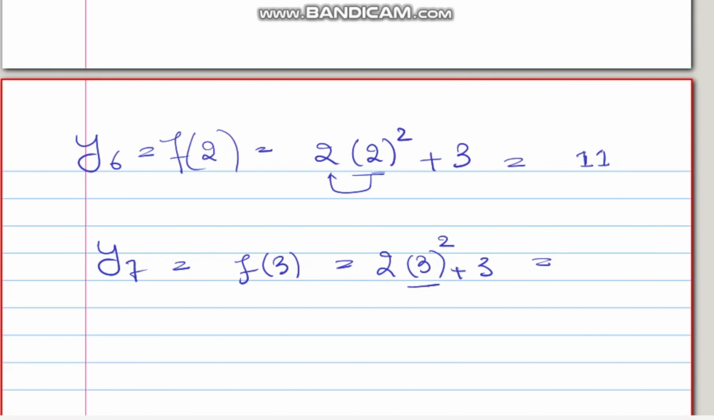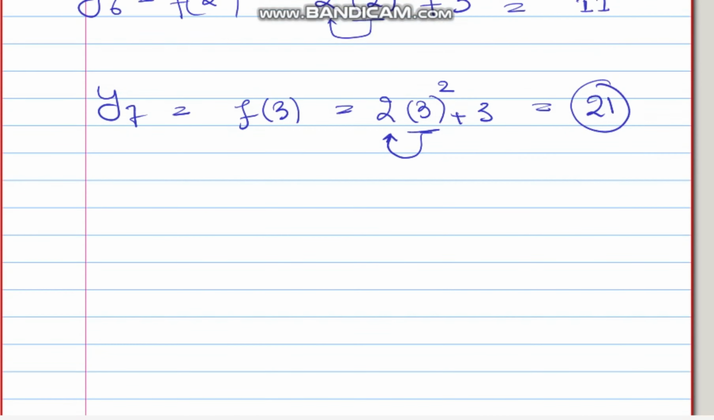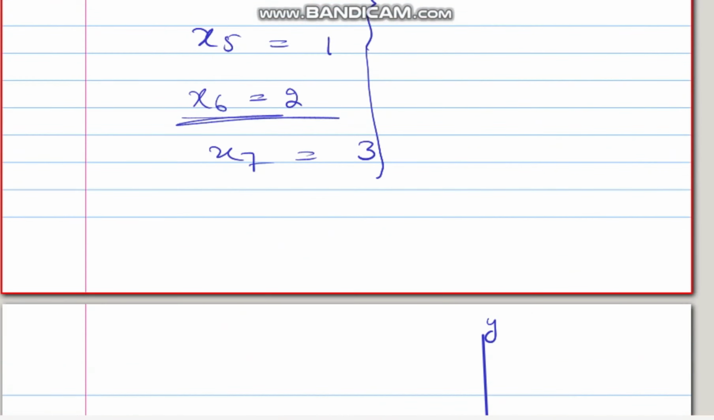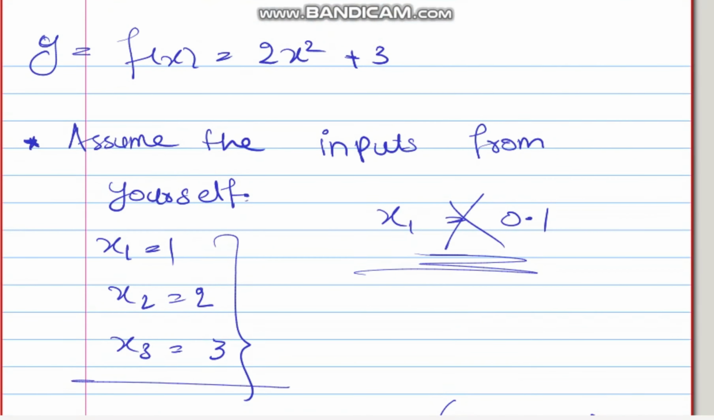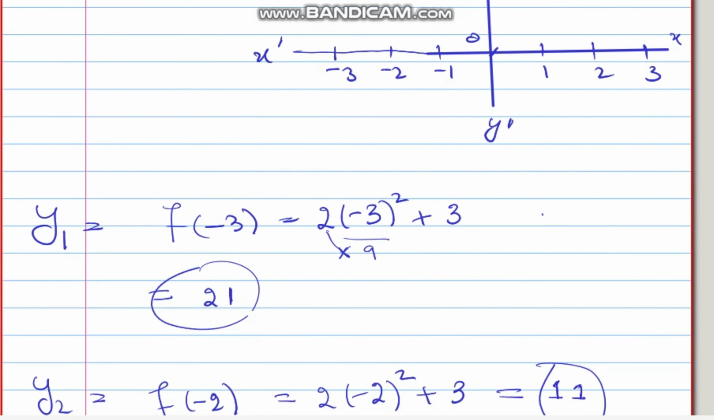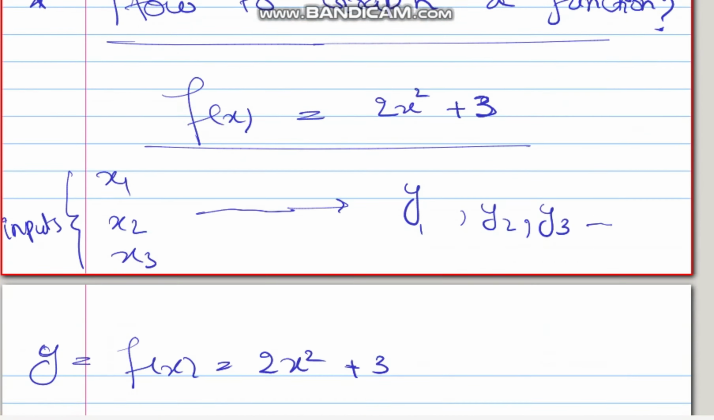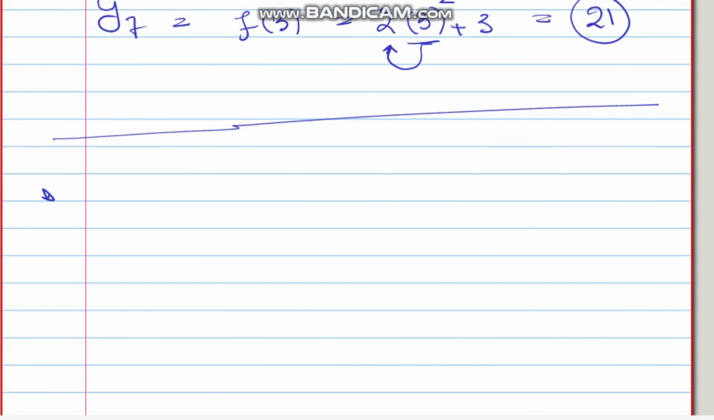Again, 3 square is what? It is 9. And 9 multiplied by 2 is what? 18. 18 plus 3 is 21. These are your points. Now again, secondly, what will you do? This was the first step. You just calculated the inputs and outputs. This was the first step for us. I will write here the second step.